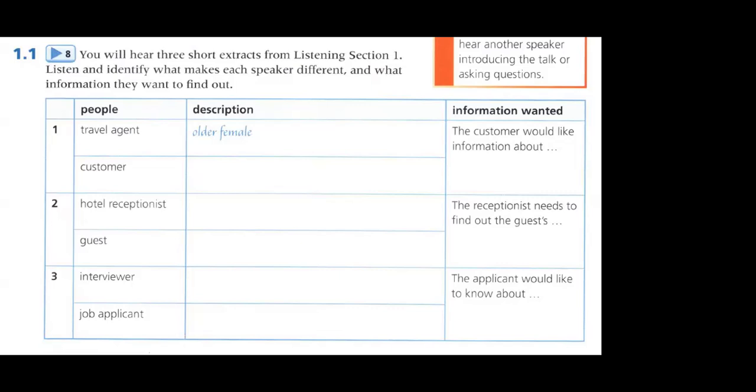1. Good morning, Harrison's travel agency. How can I help you? Oh, good morning. I'm thinking of going on a skiing trip. Can you tell me about any good offers on at the moment?